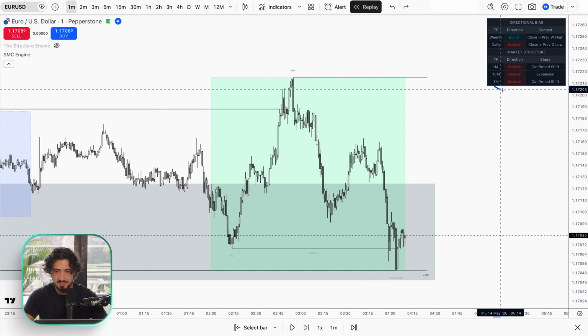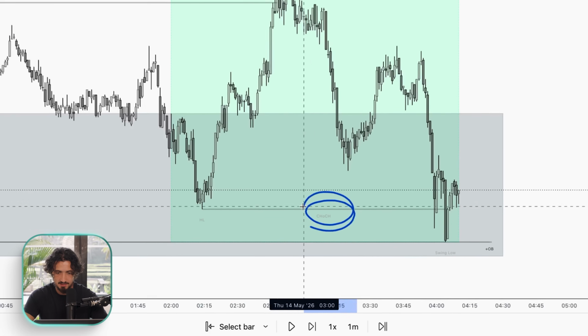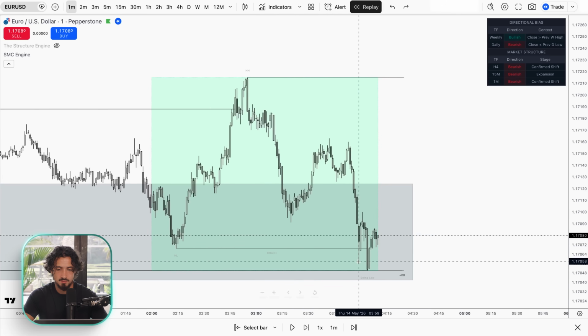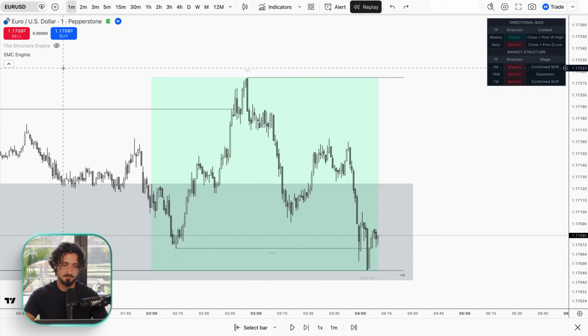Now you can see the 1 minute has shifted bearish. We've got a change of character down here. This is the new swing high. We have a change of character. So now we've confirmed bearish.